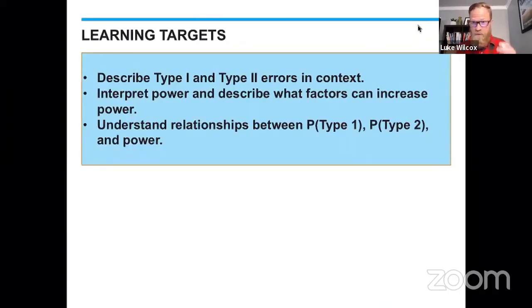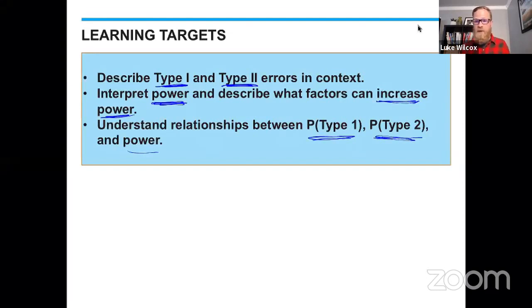The first one is what we just talked about in that homework problem. We're going to make sure you know how to describe these errors in the context of the problem, think about the consequences of those and how we might impact those potential errors. The second learning target has to do with what's known as the power of the significance test. And then we also want to know how we can increase the power. And we're going to come up with 3 different ways where we can see the power increasing for a significance test. And then the last learning target is a little bit more general. It's to understand the relationship between these 3 things, the type 1 error, type 2 error, and the power. And specifically talking about probabilities of the type 1 and the type 2 error.